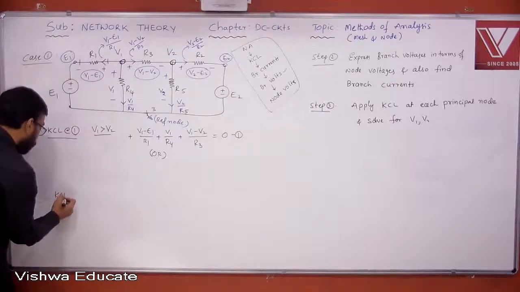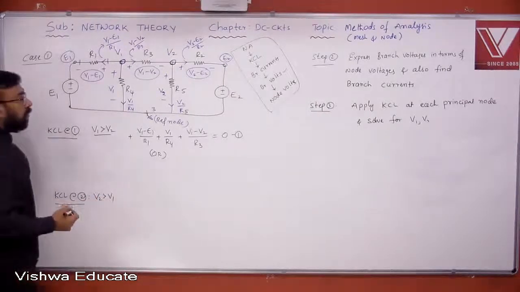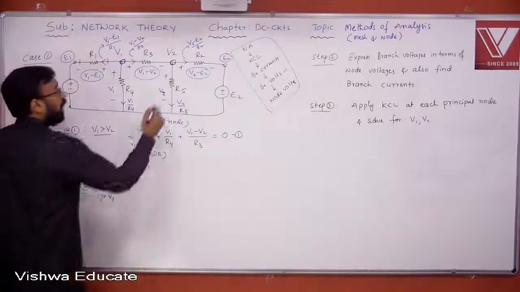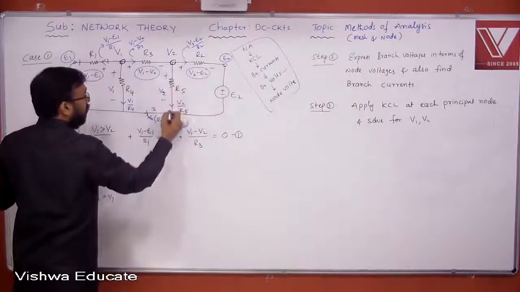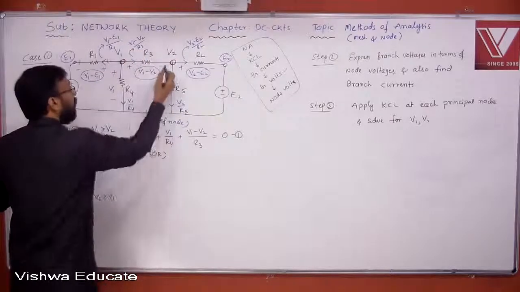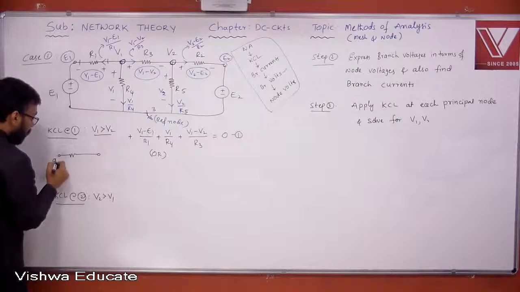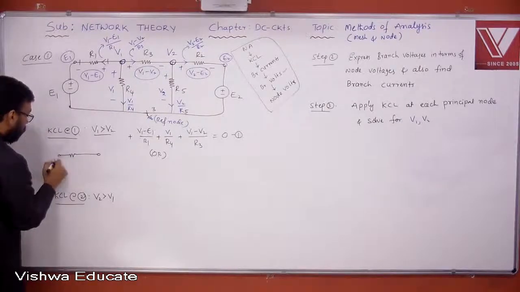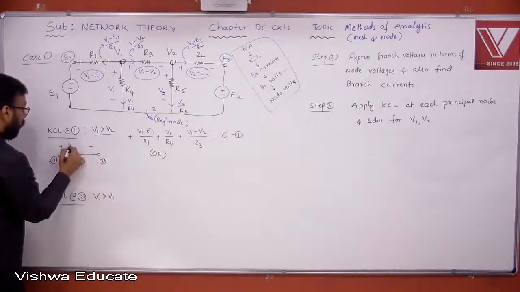Inspection is very interesting. To apply KCL at node 2, what is the assumption? V2 greater than V1. If you apply KCL here, this current is leaving, but this current is entering with the assumption V1 greater than V2. If you assume V2 greater than V1, then current will leave. Here, V1 greater than V2, node 1, node 2, plus minus V1 minus V2. Therefore, current is flowing in this way.